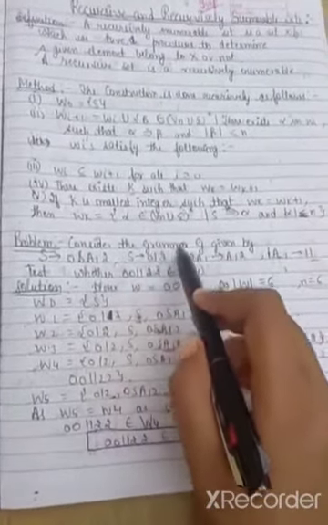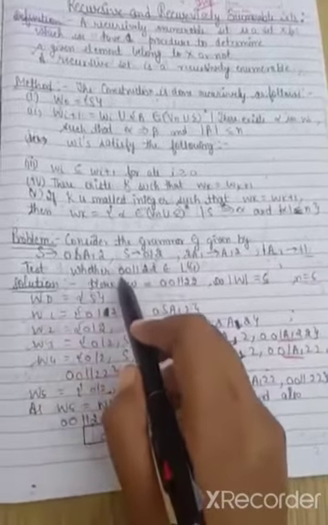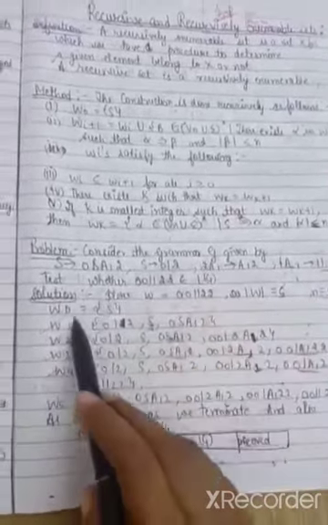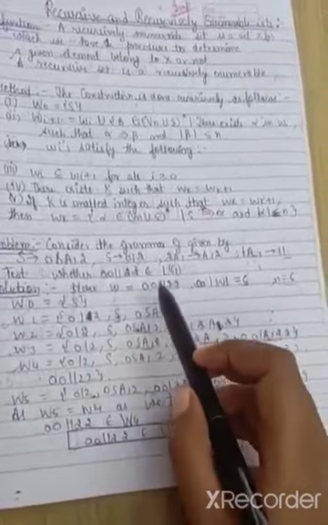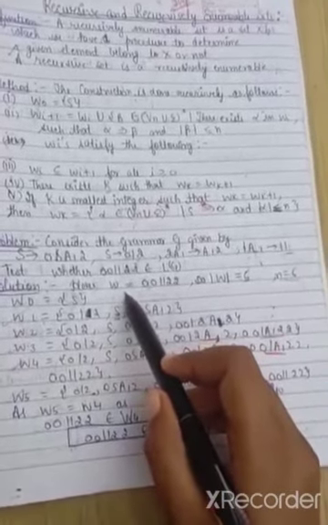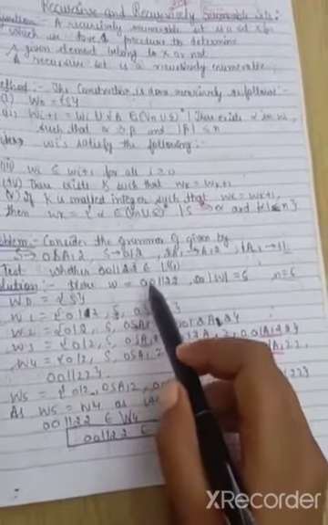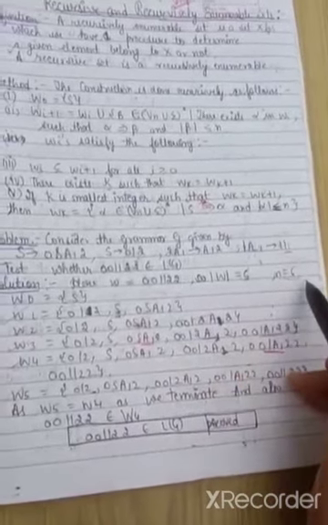Consider the grammar G given by these production rules, and we have to test whether this string belongs to this grammar or not. I am considering this string W, and the length of W will be |W|. How can I calculate |W|? It will be the number of elements: 1, 2, 3, 4, 5 and 6. So |W| equals 6 and n equals 6.